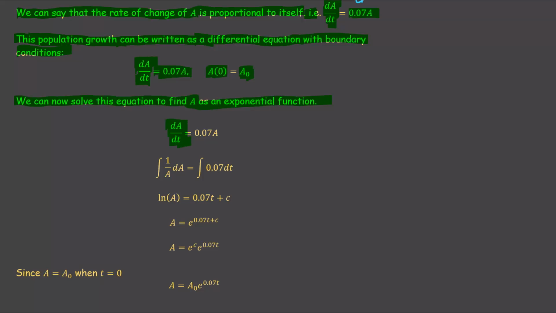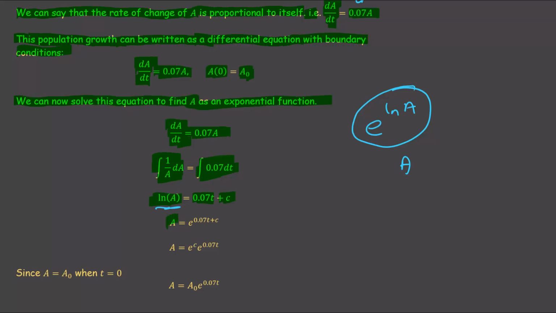So starting with dA/dt = 0.07A, we separate and integrate as we've seen before. The left-hand side will give us the natural log of A. The right-hand side, 0.07t plus a constant. If we then take exponentials of both sides, we know that the exponential function and the natural log function are inverses. So when we do that to this, we just end up with A. And on the other side, we have e to the 0.07t plus a constant.